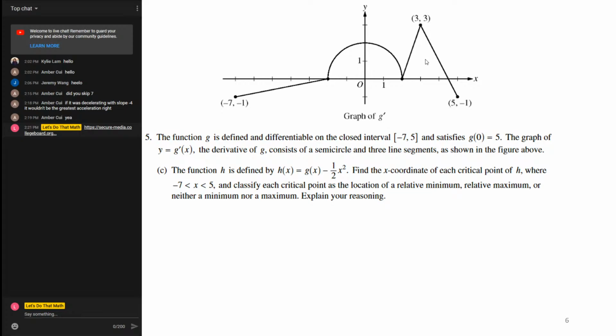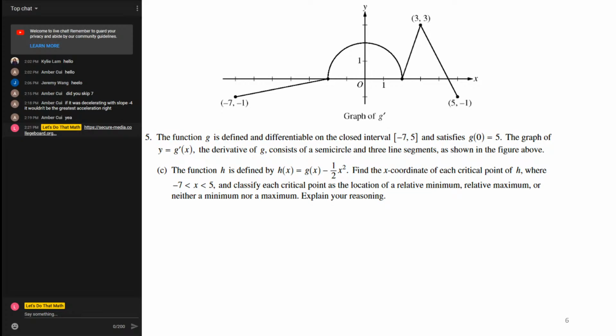Alright, next. Function h is defined by h of x is equal to g of x minus 1/2 of x squared. Find the x coordinate of each critical point of h, where it's between -7 and 5. So that's the endpoints of our graph. And classify each critical point as the location of a relative minimum, relative maximum, or neither a minimum nor maximum. Explain your reasoning.